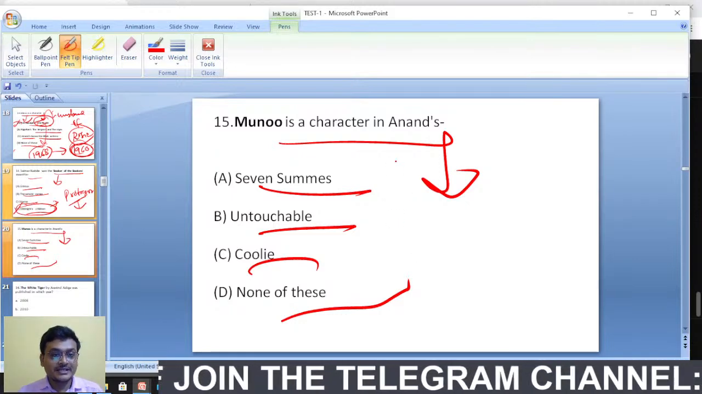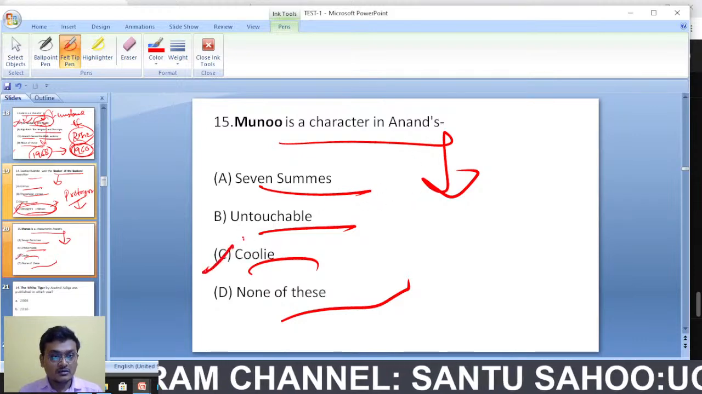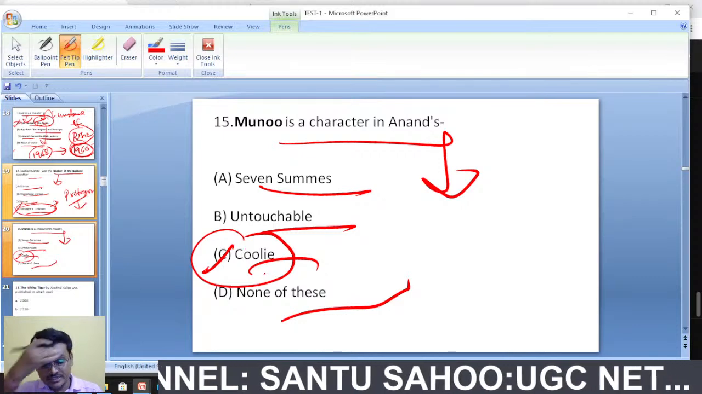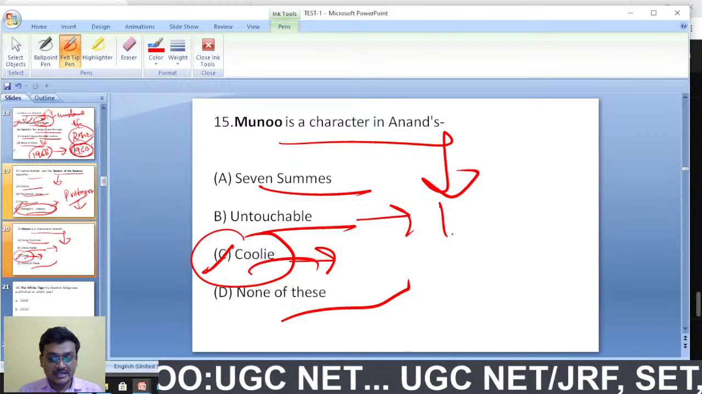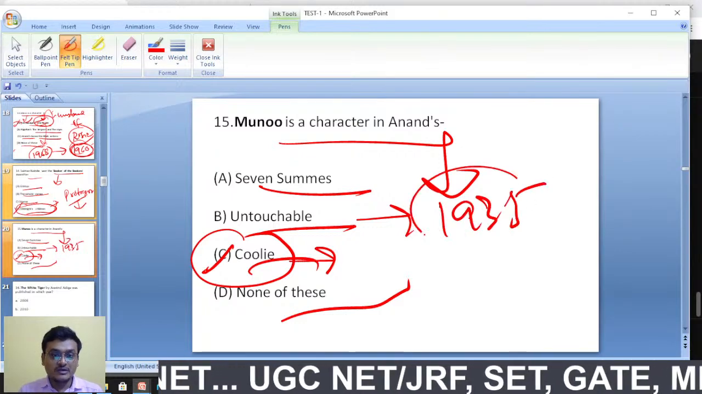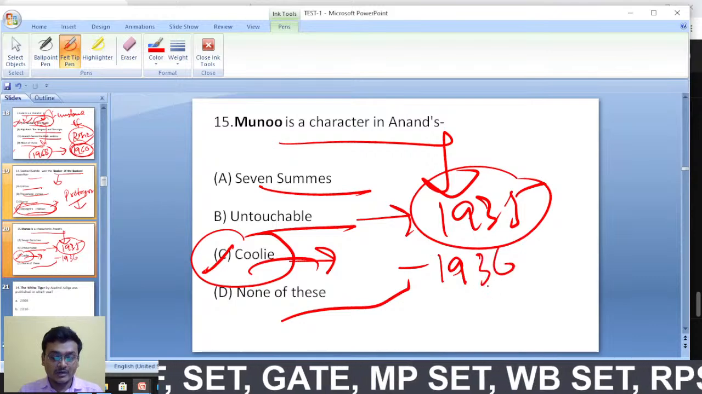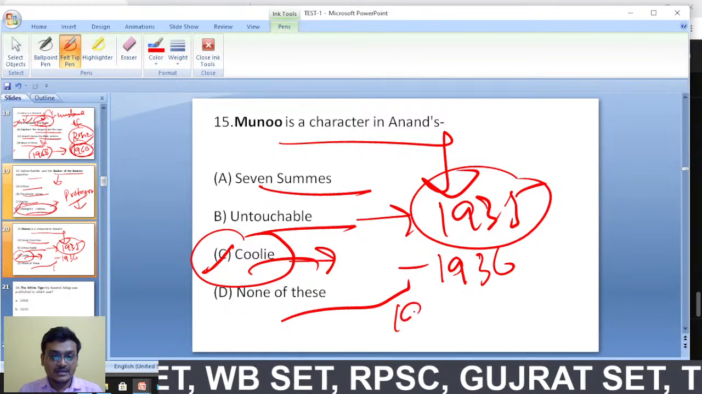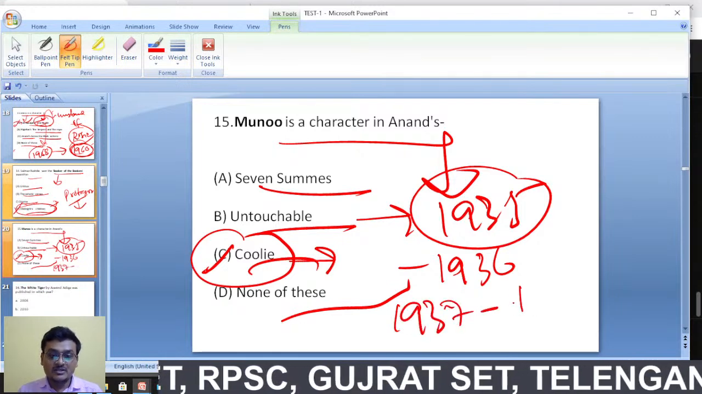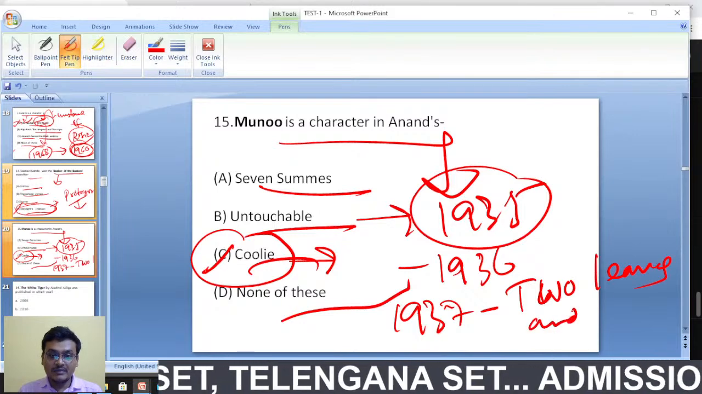Mulk Raj Anand's Coolie. Exactly, it is Coolie. In which year was it published? Untouchable was published in 1935, whereas Coolie was published in 1936. And then another work that was published in 1937 is Two Leaves and a Bud.